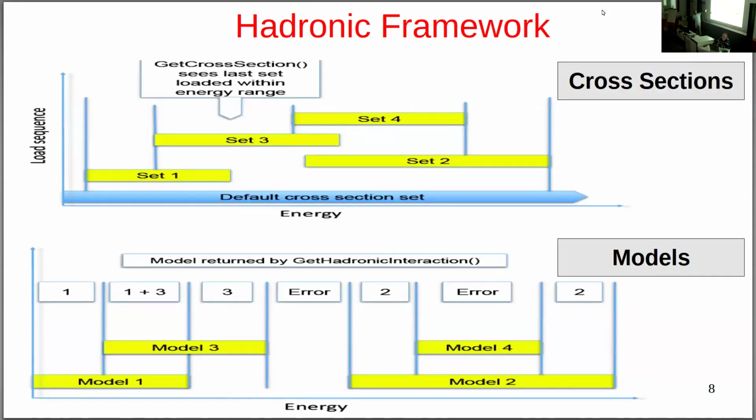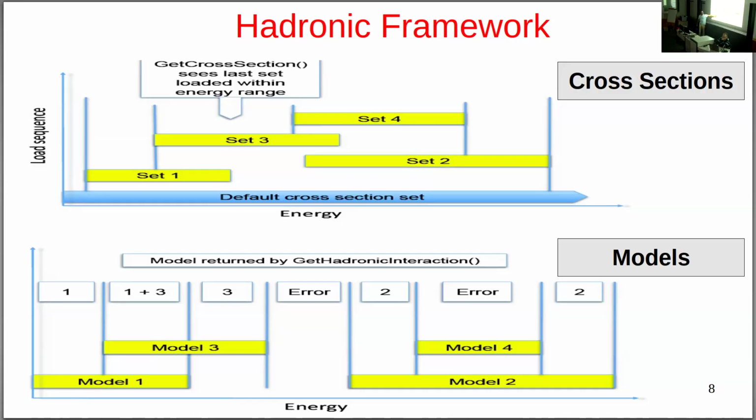So let's look at the upper part. This is for cross-sections. In general, we could have as many cross-sections as we want, and the idea is that we pick the last one that we put. The idea is that the last one will be the most precise for that particular case of particle type, energy, and target nucleus.